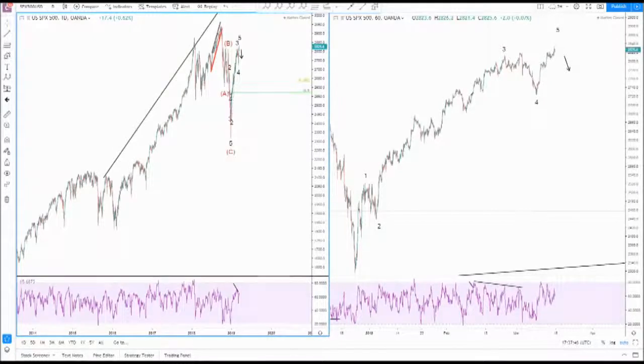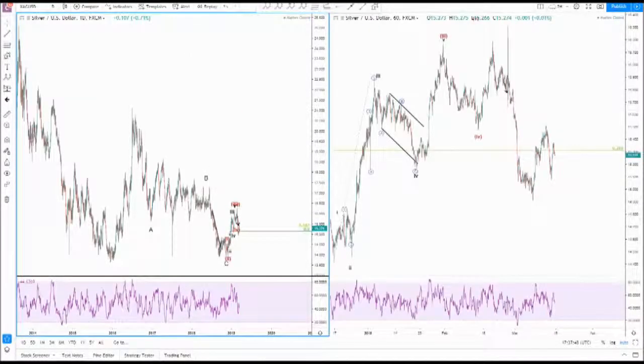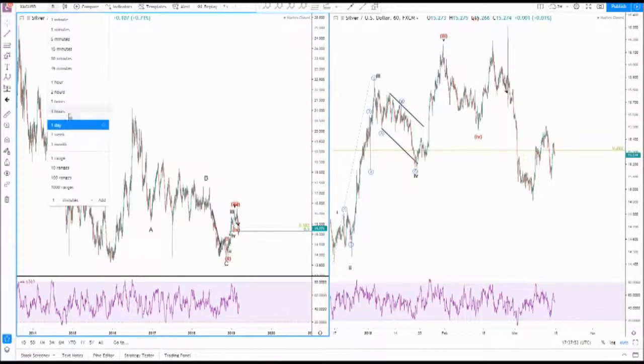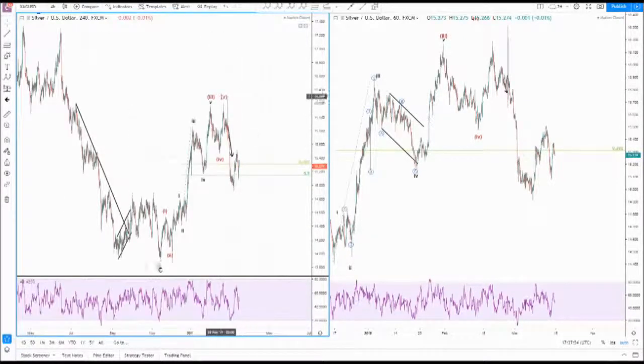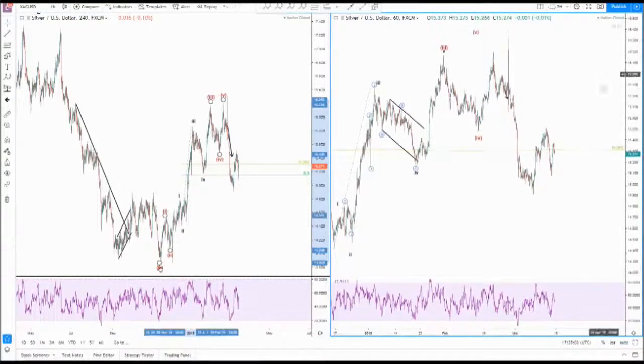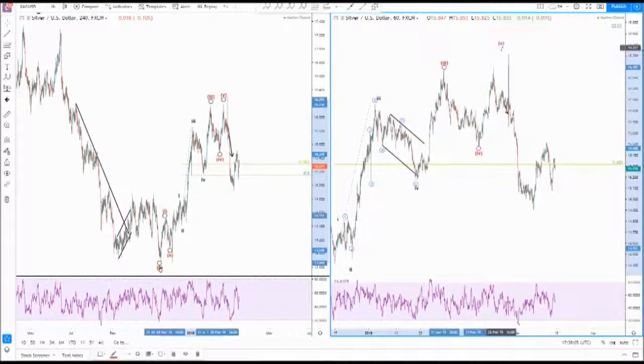Okay, next up, we might as well look at silver because we looked at gold. Let's go down to the 4-hour. Okay, so we saw possibly 5 waves up. We actually had this spike, so it could be that, if I just adjust this, wave 5 was up there on that spike.